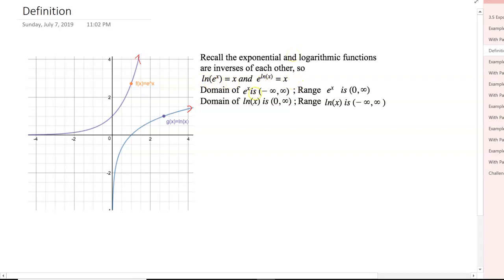And for your domain and range, note that the domain of e to the x is negative infinity to positive infinity, which is the same as the range of its inverse ln of x, and that is negative infinity to positive infinity. The range of e to the x is 0 to infinity, which is the same as the domain of its inverse ln of x, which is 0 to infinity.